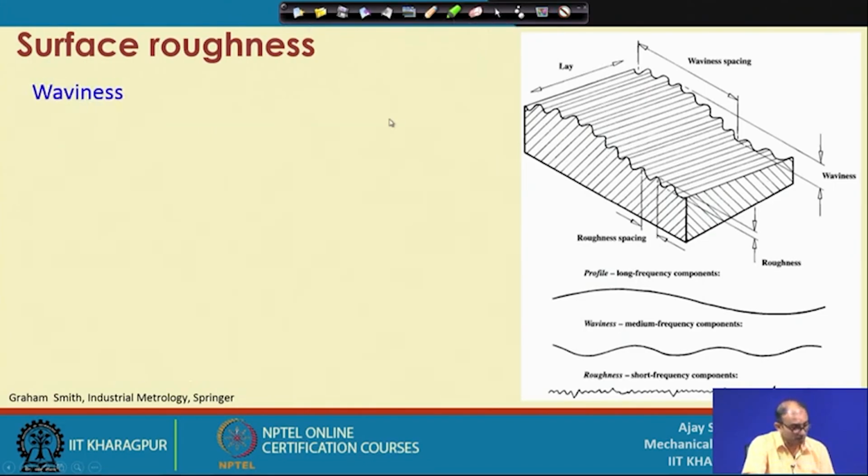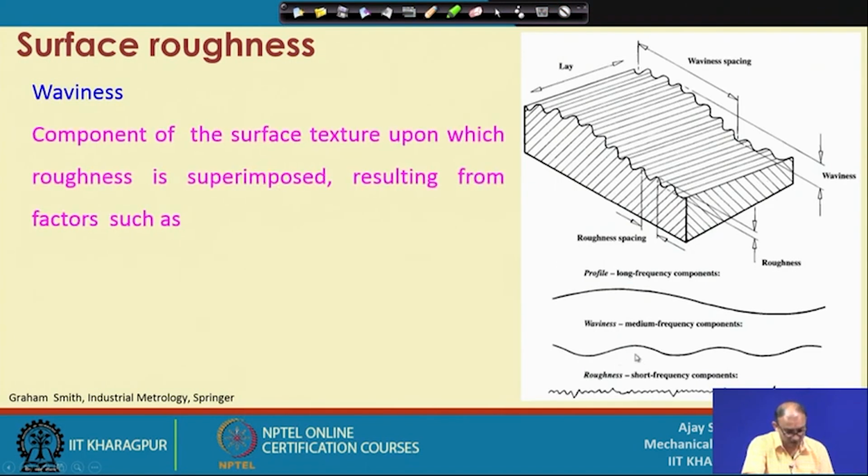Now, coming to the same operation, but it is waviness. Now, what is going to happen with the waviness? Waviness is the component of the surface texture upon which the roughness is superimposed, resulting from the factors that we will see now.